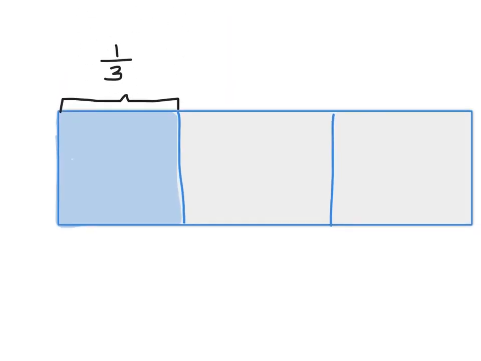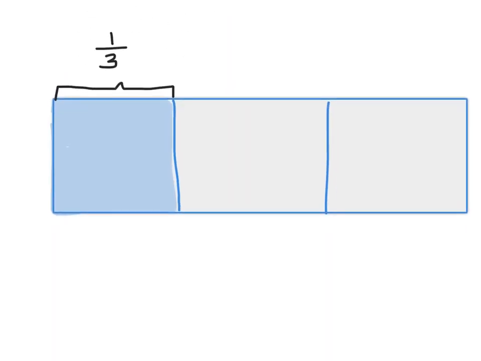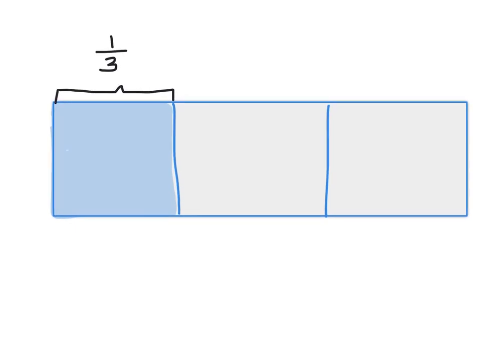Let's do another one here. All right, this fraction shows 1/3. My numerator is 1 shaded out of 3 total equal parts. All right, in this case, I want to prove that 1/3 is going to be equal to 2/6. How can I do that?